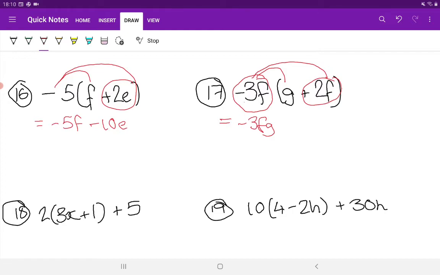Negative 3 times positive 2 is negative 6, and f times f is f squared, because it's f multiplied by itself. Okay, that should be enough for you to do exercise 2. So you might just want to stop the video there if you're watching the video and go on and do exercise 2, and then come back to this point in the video to look at some stuff that's going to help you with exercise 3.